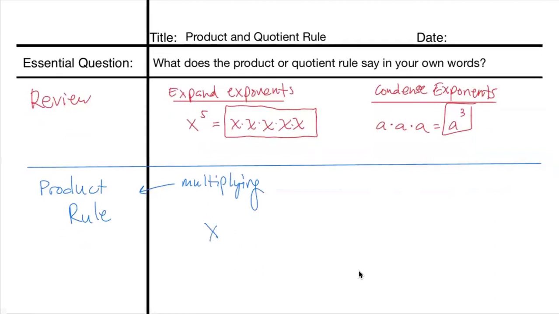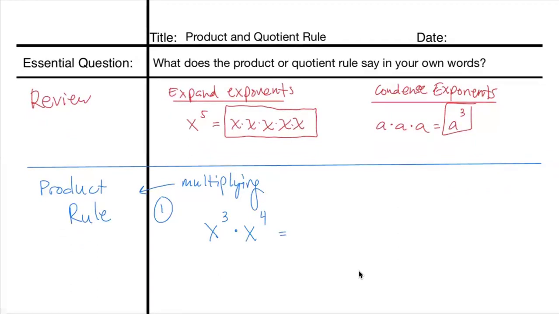So let's say we have x to the third times x to the fourth. Go ahead and write that down. Let's call this number 1. X to the third times x to the fourth. And so what we're going to do is we're going to discover a shortcut. But in order to discover the shortcut, we're going to have to do the long cut first.